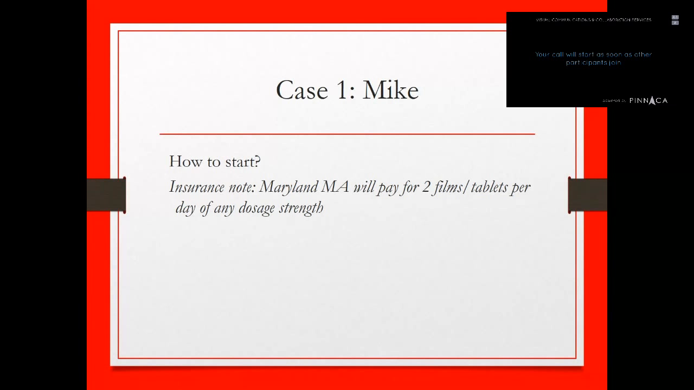First of all, as a practical standpoint, here in Maryland, Medical Assistance and most insurances will pay for 2 films or tablets per day of any dosage strength. So they'll pay for 2 2-milligram films of Suboxone, and they'll pay for 2 12-milligram films of Suboxone. They'll pay for 2 1.4-milligram tablets of Zubsolv. They'll pay for 2 8.6-milligram tablets of Zubsolv, or 11.4s. Similarly for Bunavail, and the generic medication, bizarrely enough, is not covered by Maryland Medical Assistance.